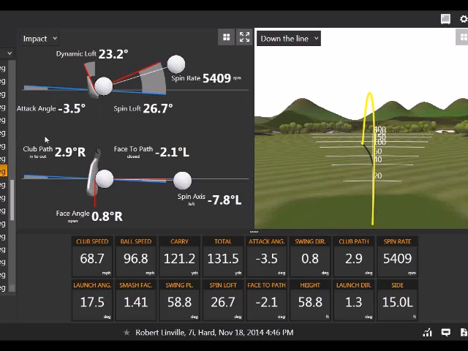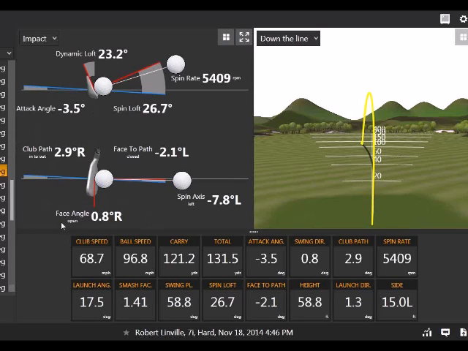So I want to get attack angle and club path working together the way I want, and then I'll usually deal with face angle at that point. However, if there's a tournament coming up this weekend and somebody comes in for a lesson and the face is not even close, then obviously we've got to deal with face angle first, because that's going to influence where the ball goes the most.